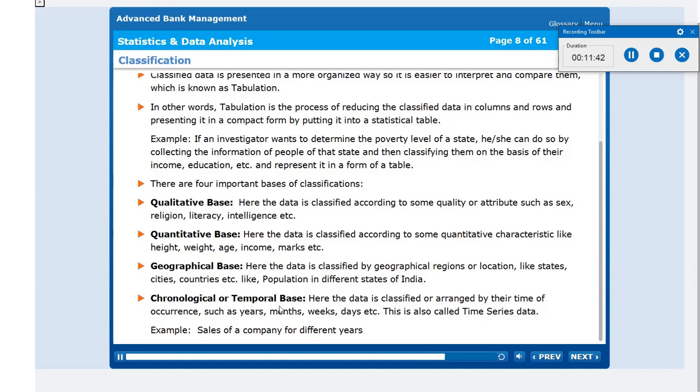Chronological or temporal base: here the data is classified or arranged by their time of occurrence, such as years, months, weeks, days, etc. This is also called time series data. Example, sales of a company for different years.